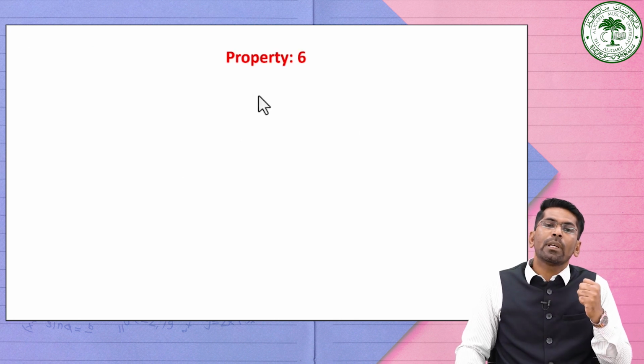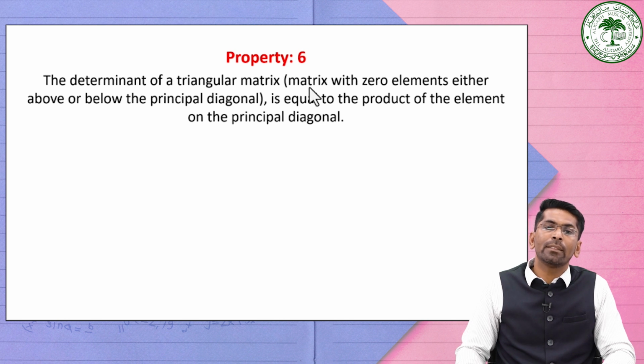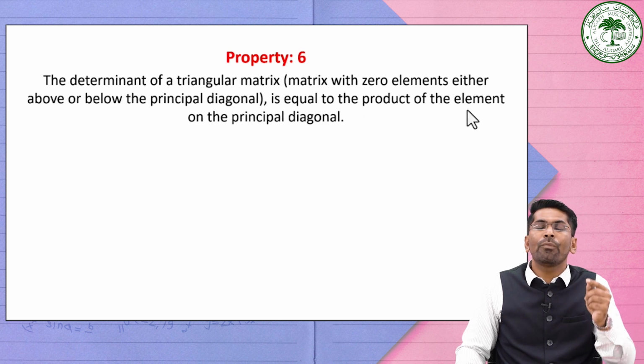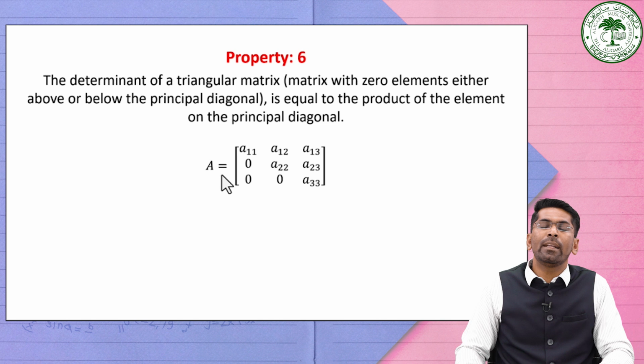Now we are going to consider the sixth property, which shows the determinant of a triangular matrix. You know what a triangular matrix means, that is a matrix with 0 elements either above or below the principal diagonal. Then the determinant value is equal to the product of the elements on the principal diagonal. For example, if we have a given matrix A equal to A11, A12, A13. See here, A11, A22, A33 are the principal diagonal elements. Below that, all the elements are 0 here. So this is an example of an upper triangular matrix.